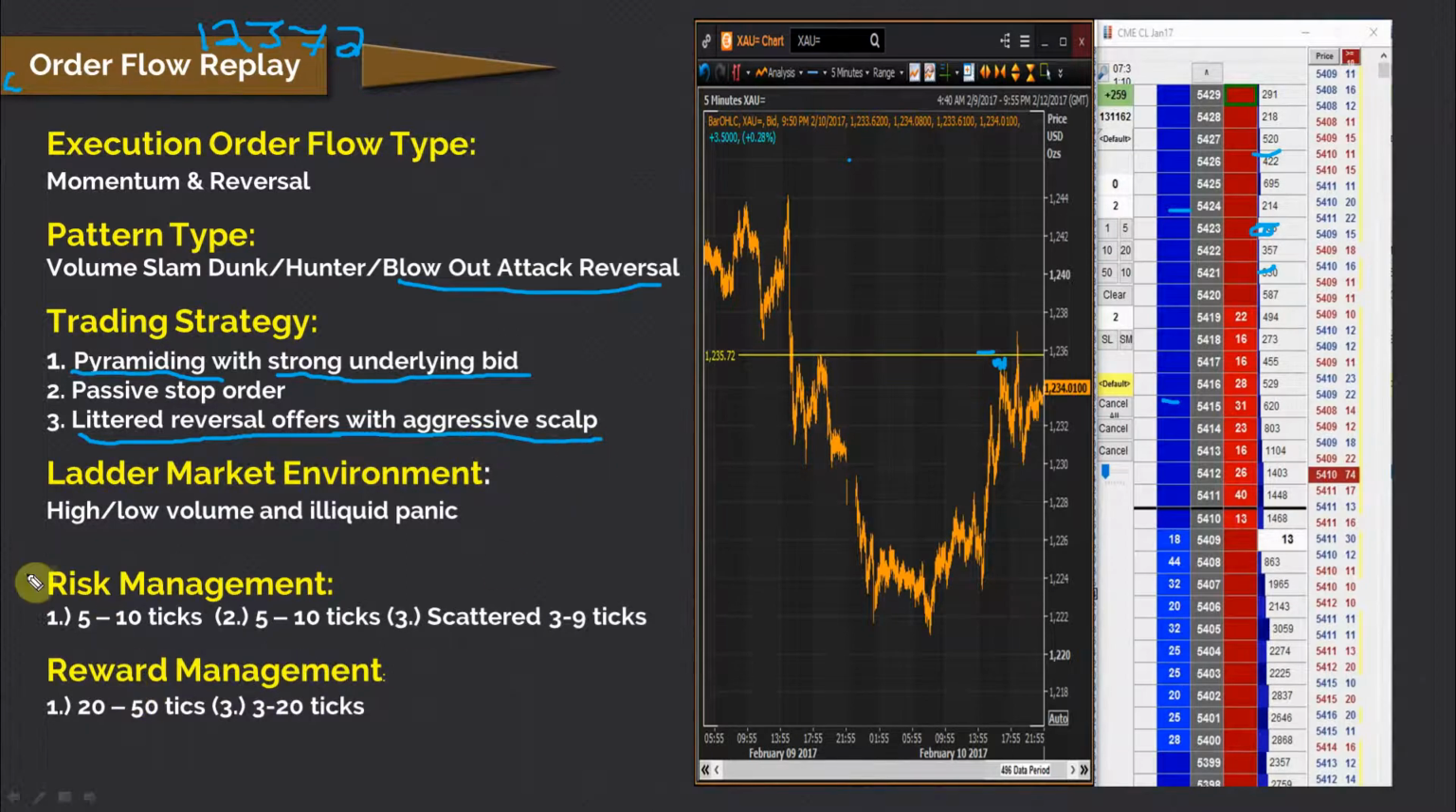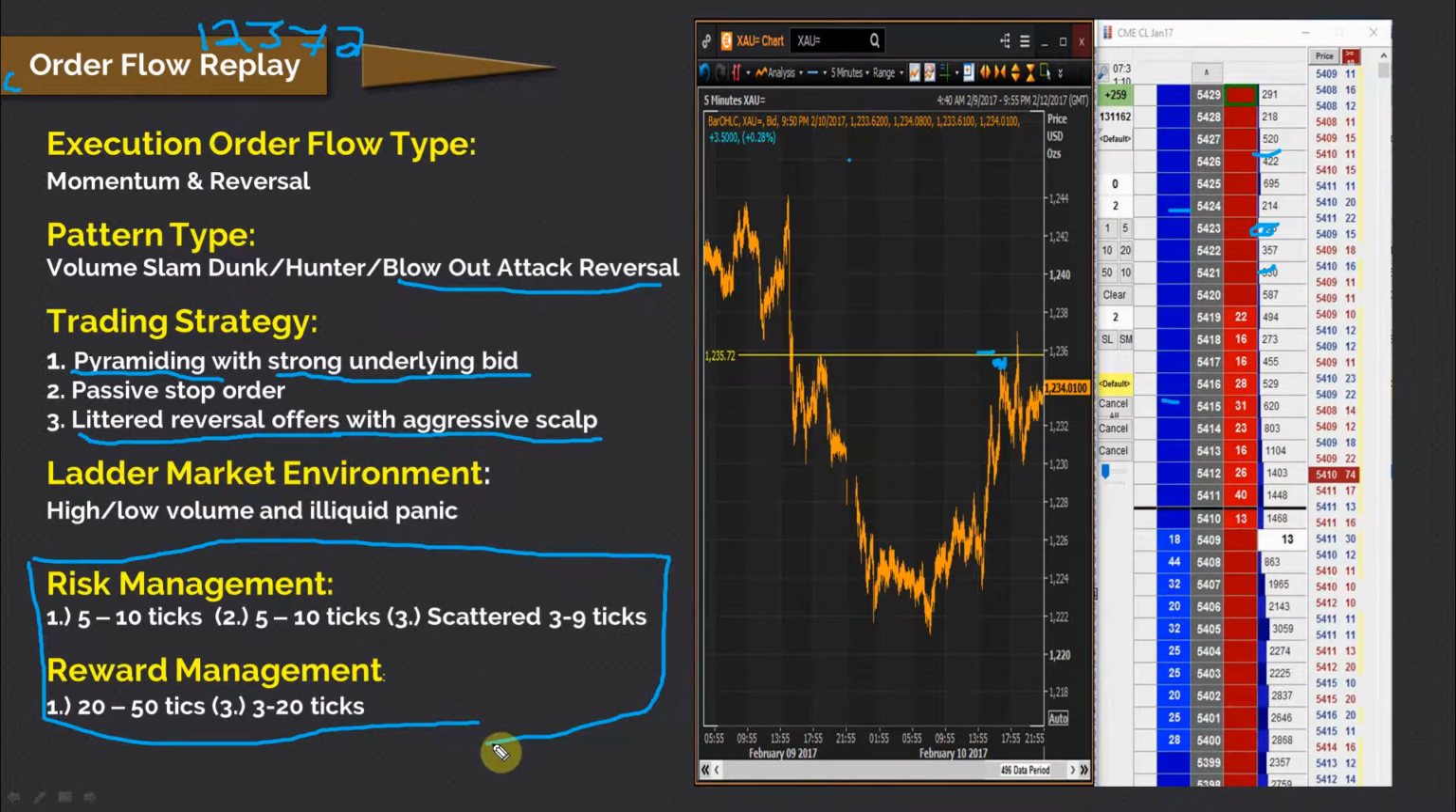And we spoke about the risk and the reward management. So thanks very much for this more advanced type of video, more advanced type of play, but you can see how to execute from one of our traders on the trading floor, and how he executed on that trade, and how you could execute on that trade a bit better and more effectively.